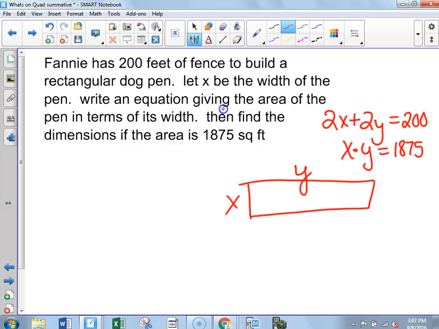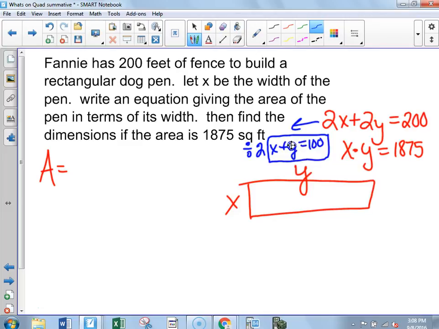Now, it says write an equation giving the area in terms of its width. So you need to say area equals something that has only x's in it. This is actually partially a multiple choice question. Do you remember what we did to get rid of the y's? If we divide all that by 2, right? We'll have x plus y equals 100. Everybody okay where I got that? Halfway around the dog pen has to be 100, right?